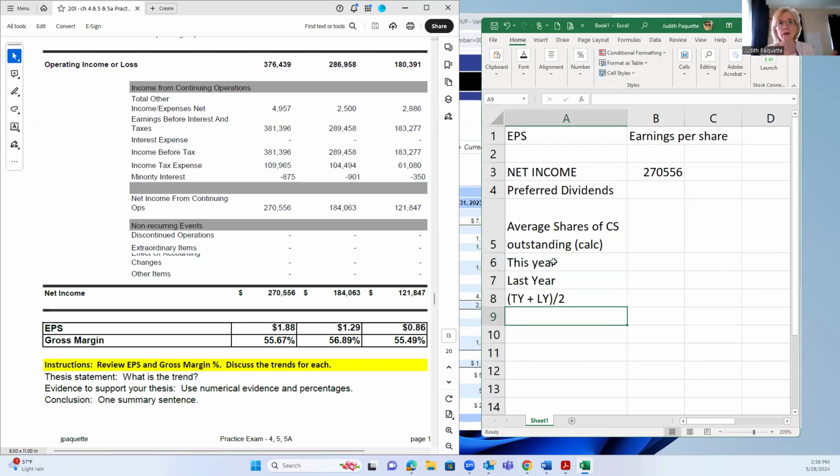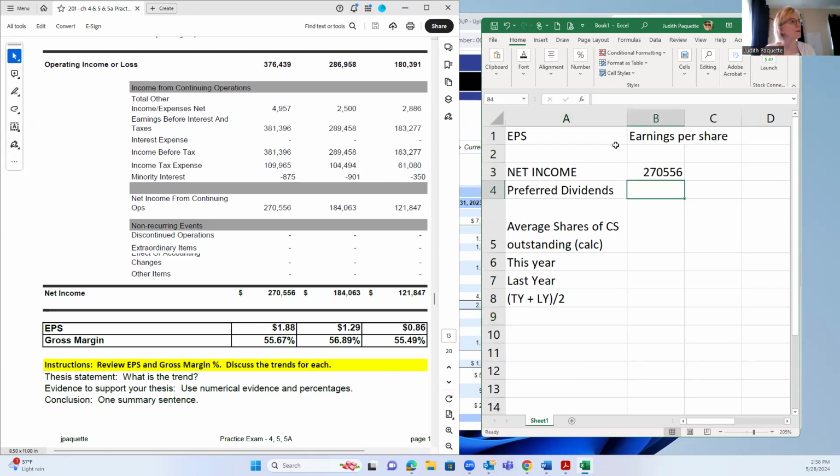Okay. So another way to look at it is, let's say you're 20 years old and let's say somebody else in the room is 30 years old. What is your average age? 20 plus 30 divided by 2. So that's what we're coming up with here with average shares outstanding, okay?